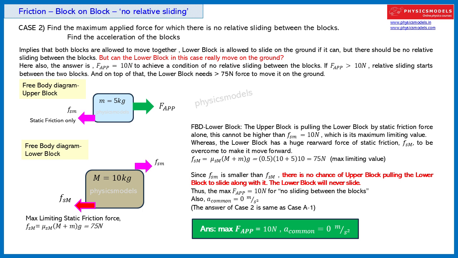Coming to the FBD of the lower block, once again, the forward force acting on it is the Fs small m, which is 10 newtons, which is much smaller than the maximum rearward limiting force of static friction between the lower block and the ground, 75 newtons. Therefore, the lower block in its FBD can never slide forward on the ground. That means it's stationary. Hence, in this case also, there is a common acceleration A common equal to 0 meters per second square.